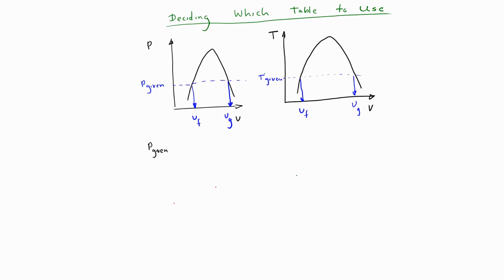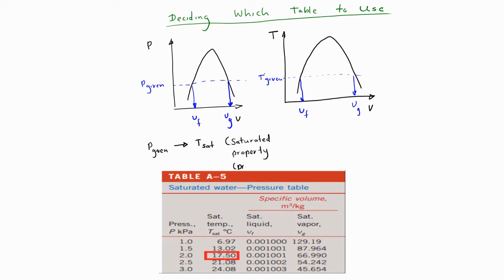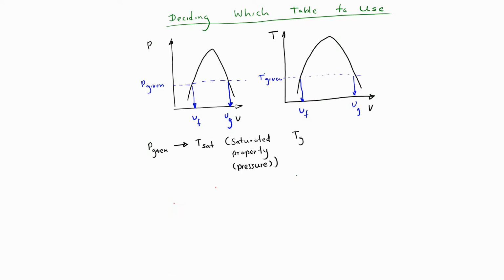To find the saturation temperature, when the pressure is given, you go to saturated property pressure tables and find the T value in front of the given pressure. So that is your saturation pressure. When temperature is given, you can look up for saturation pressure in the same table, saturated property table, but in this case you have to go to temperature tables.